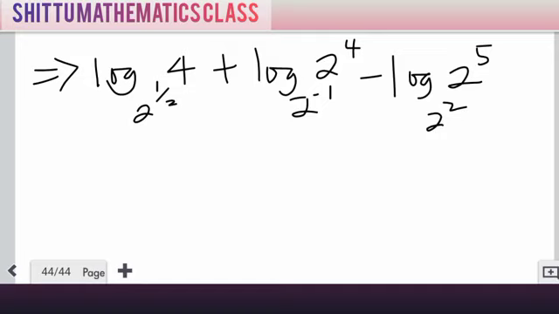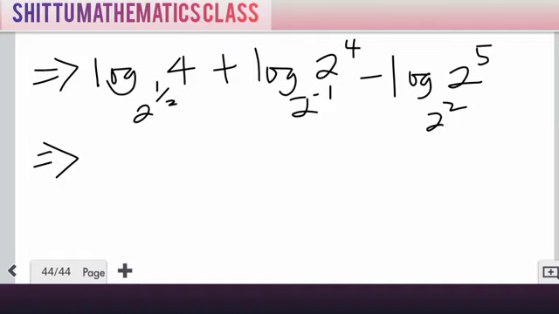The next thing we are going to be using here is the law that is called the power of the base. We can see that the bases are having powers here. This law is telling us that whenever the bases are having power, we take the reciprocal of the power and multiply it by the logarithm. So this is what I'm going to be doing here.